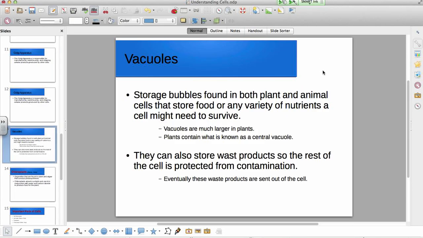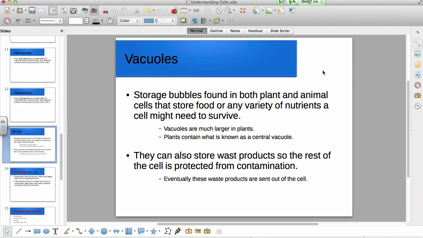Vacuoles are very important also. They are the storage bubbles found in both plant and animal cells that store food and any variety of nutrients a cell might need to survive. So, in other words, we have these vacuoles, but they're basically a storage compartment. They store the food or other nutrients.